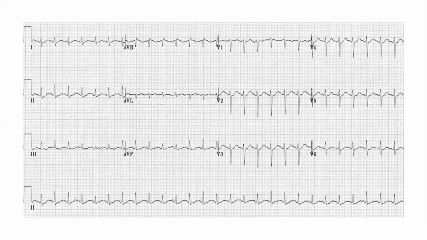So about 44% of patients with a PE will have a sinus tachycardia. Cool. So just normal sinus tachycardia on the ECG.